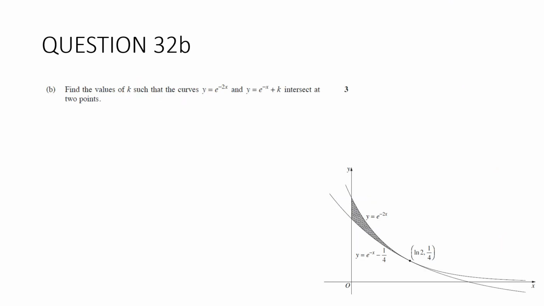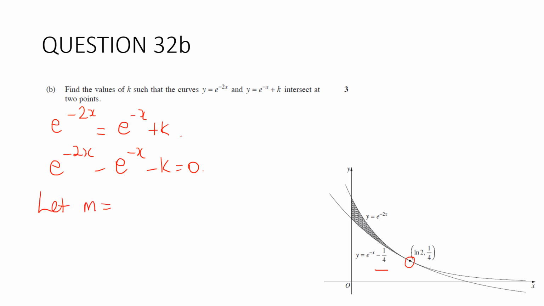32b, find the values of k such that curves y equals e to the negative 2x and y equals e to the negative x plus k intersect at 2 points. We can see when k is equal to negative a quarter, it intersects at 1 point. All right, let's solve these two simultaneously. e to the negative 2x is equal to e to the negative x plus k, which is e to the negative 2x minus e to the negative x minus k equals 0. I'm going to let m equal e to the negative x. That's going to give me m squared minus m minus k equals 0.